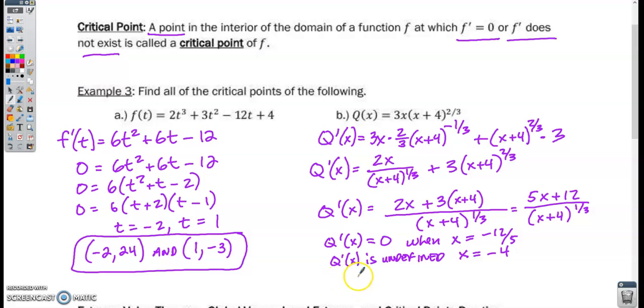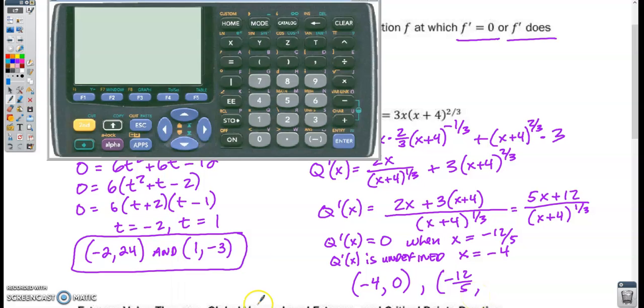So I'm going to find the y coordinates that go along with these. If I substitute negative 4 into the original, I'll do that one first because it's easier. 3 times negative 4 is negative 12. Negative 4 plus 4 is 0, so we have 12 times 0. So the point (-4, 0) is our critical point. And then the other one is negative 12/5.